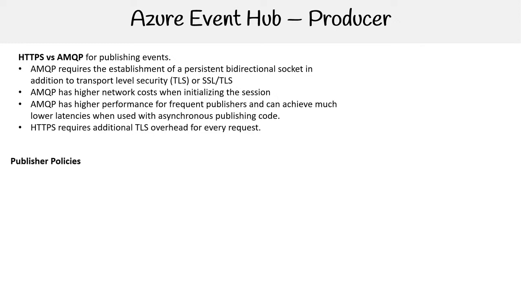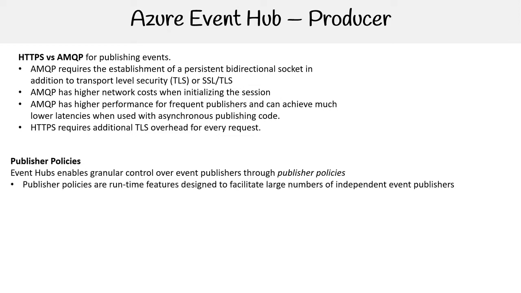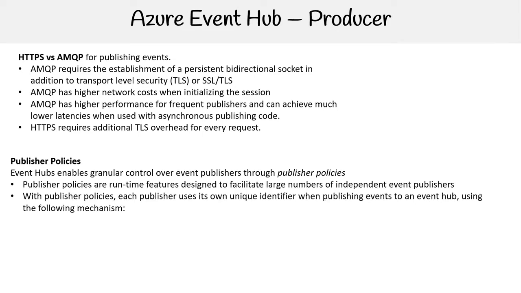For publisher policies, Event Hub enables granular control over event publishers through publisher policies, and these publisher policies are runtime features designed to facilitate large numbers of independent event publishers. With publisher policies, each publisher uses its own unique identifier when publishing events to an event hub using the following mechanisms. And I guess there was supposed to be more there maybe, but I think that's pretty much it, because we don't really need to know much more about publisher policies, to be honest.